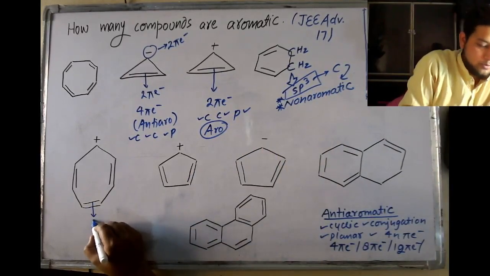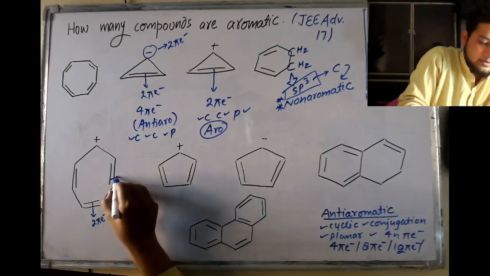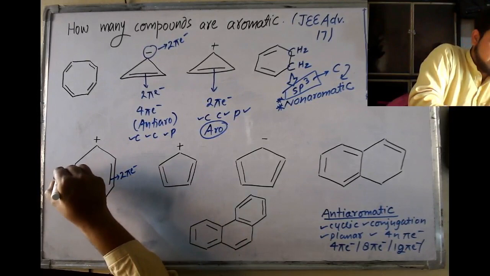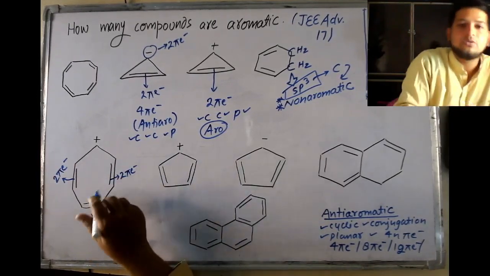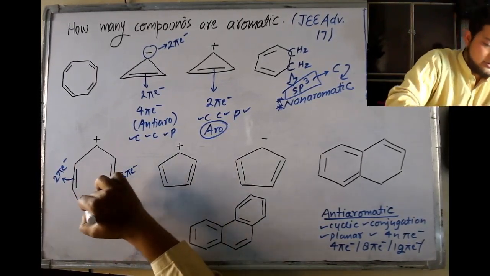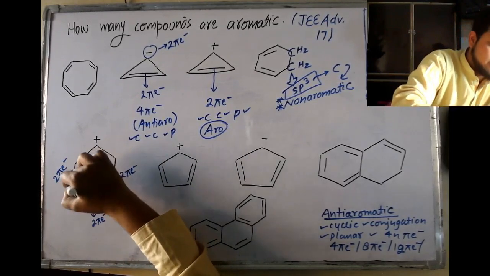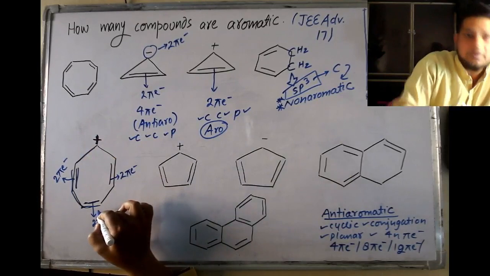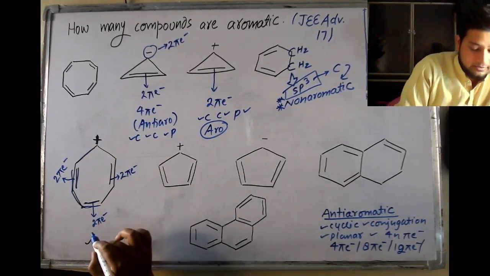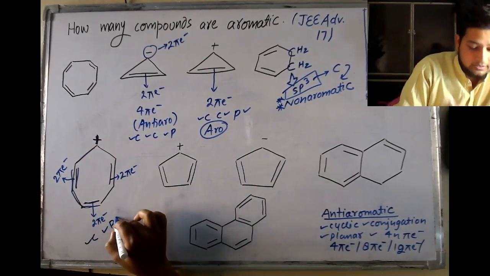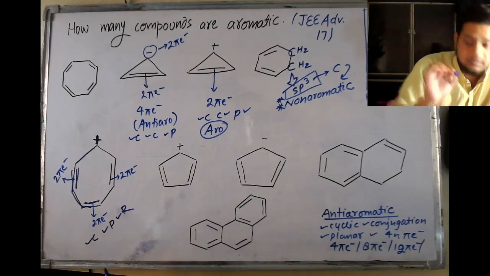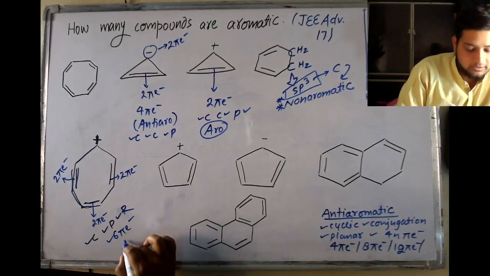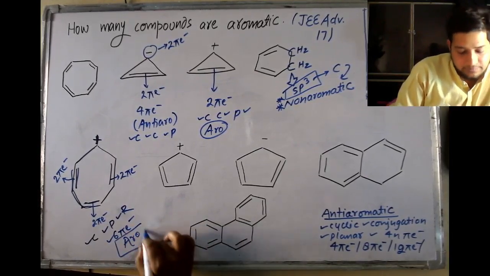So 2 pi, and 2 pi. Here you can see the complete conjugation. Double, single, double. Look here. Double, single, double, and then double, single, plus. And the same goes for this part of the ring. So cyclic, check. Planar, check. Resonance, check. And pi electrons, 6 pi electrons, all check. Aromatic. As simple as that.